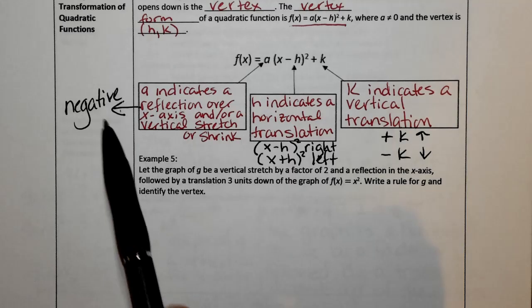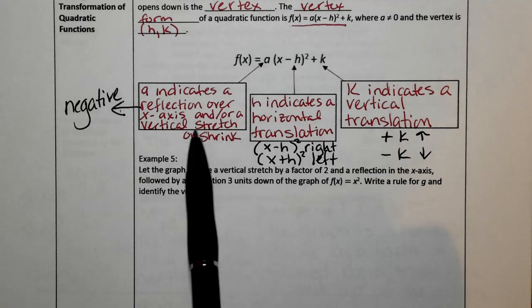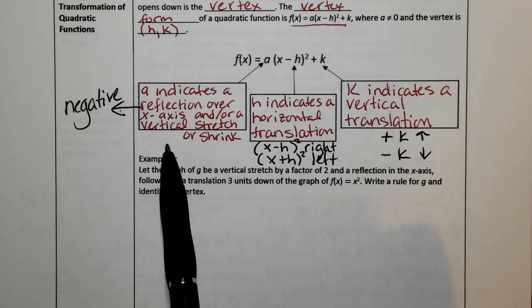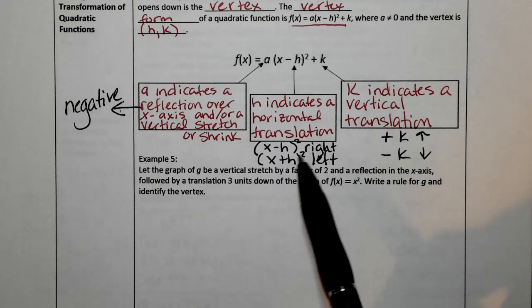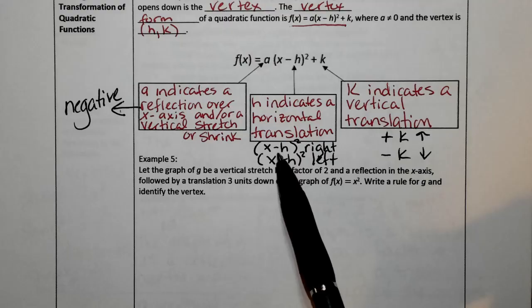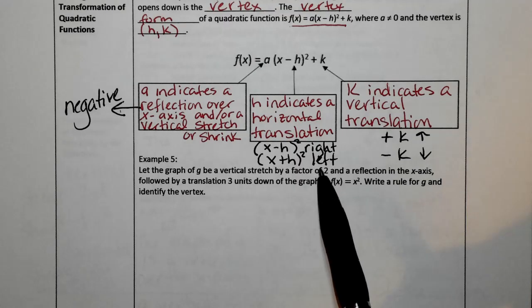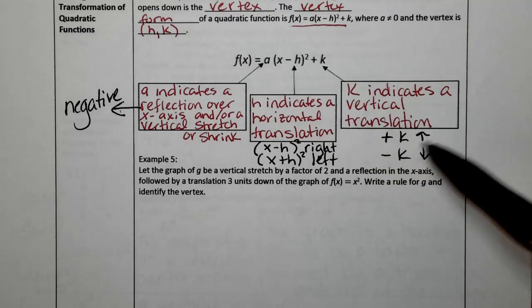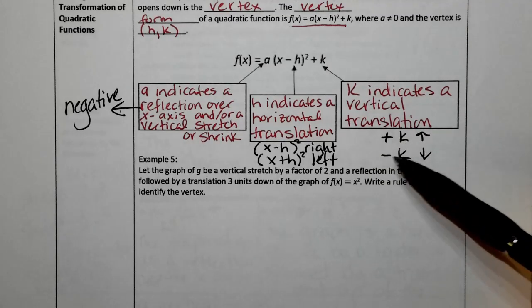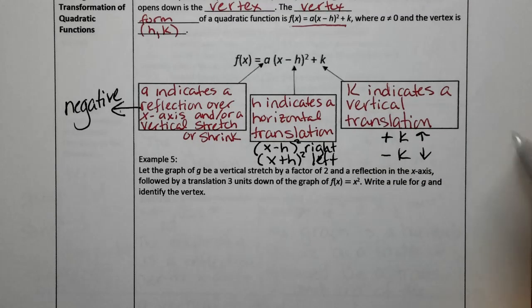A: reflection, vertical stretch or shrink. Stretch if it's greater than 1, shrink if it's between 0 and 1. The horizontal translation, just put a reminder here. If it's x minus h, you're going to the right. If it's x plus h, you're going to the left. And for the vertical one, if it's plus k, you're going up. If it's minus k, you're going down. So just a couple little reminders there.